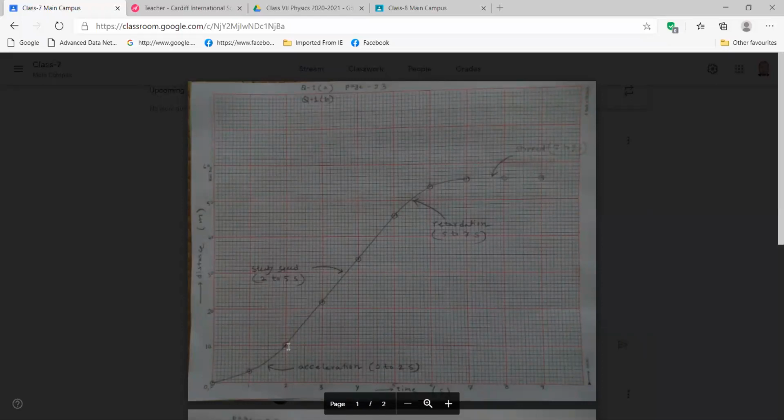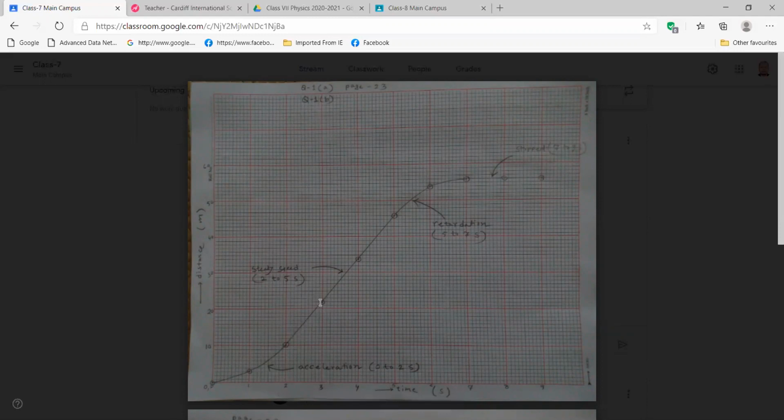Okay, then from 2 seconds to 3 seconds, the distance covered, you see, here it was 10, now it is 22. So how much distance covered? 12 meter, isn't it?